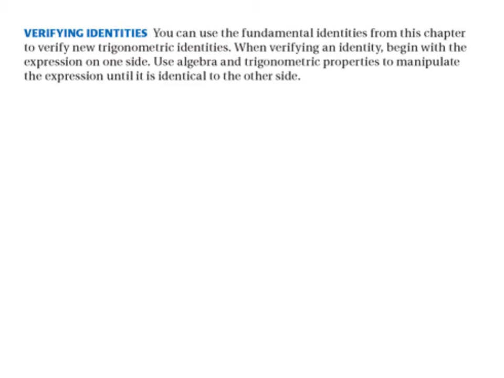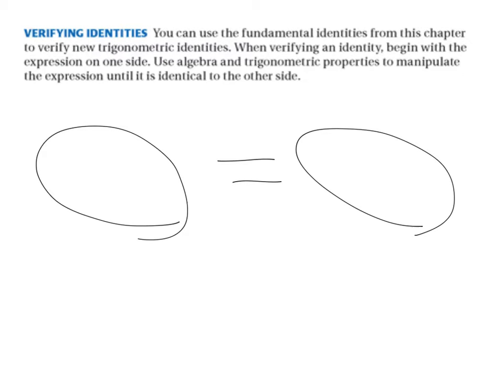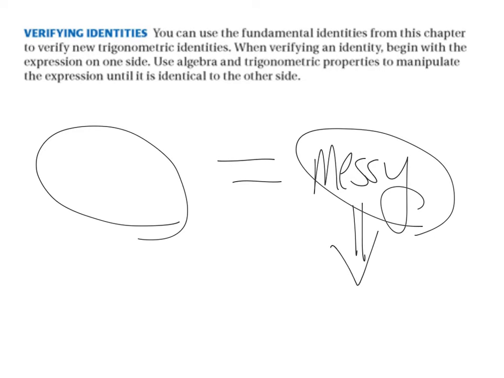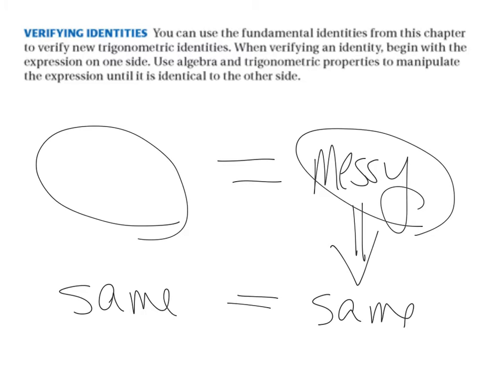When verifying an identity, begin with the expression on one side. I usually pick the one that looks the messiest. Begin with the expression on one side of the equal sign. Use algebra and trigonometric properties to manipulate the expression until it's identical to the other side. So you've got some stuff on one side and some stuff on the other side. I pick the messy side, whichever side it is, and I work to get it to look exactly the same as the less messy side. All right, let's try a few.